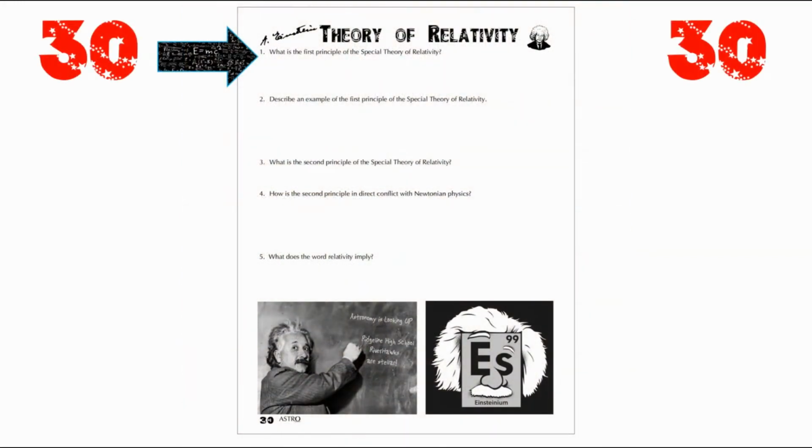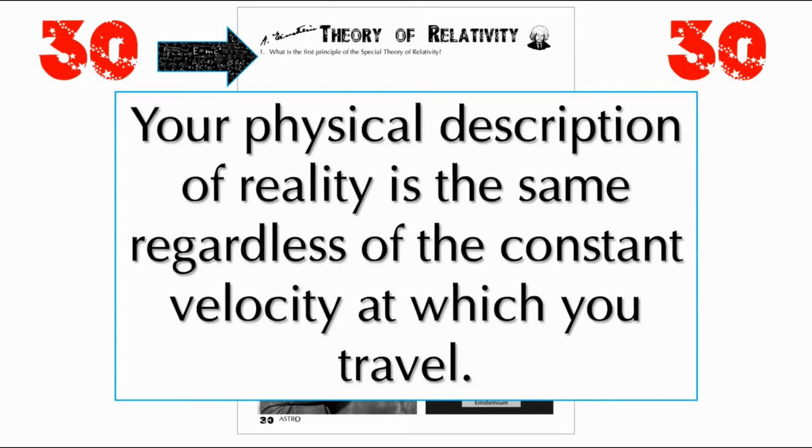Let's begin. Item 1 on page 30. What is the first principle of the special theory of relativity? Well, it goes something like this. Your physical description of reality is the same regardless of the constant velocity at which you travel.